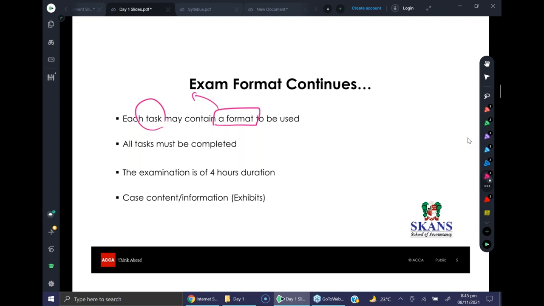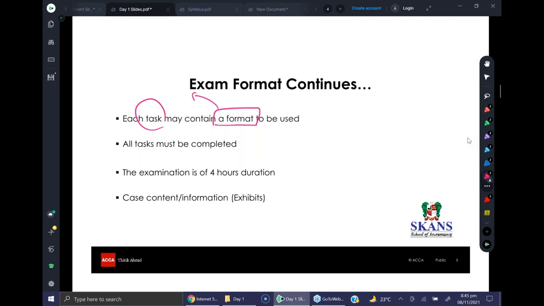They can range from writing a report, briefing notes, briefing documents, letter, email, memorandum, etc. There's a whole variety of formats you need to be familiar with, but at a very basic level, so nothing fancy. But do you know that if you do not follow the format, you lose some marks? Do you know that?